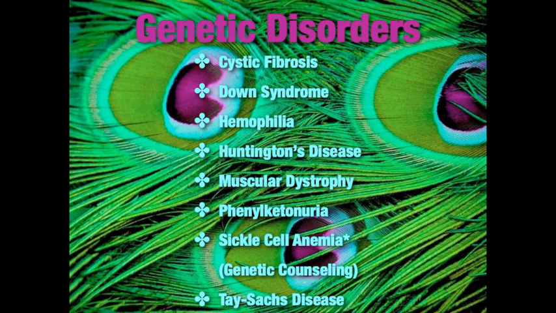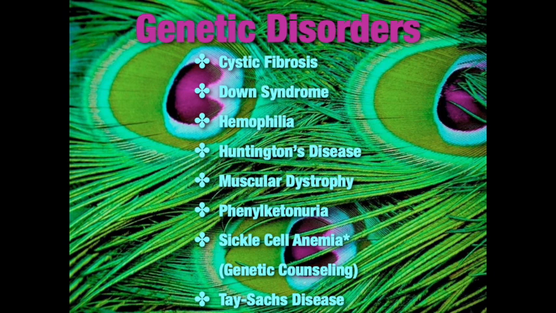Muscular dystrophy is a group of genetic diseases characterized by progressive weakness of muscle fibers. We're going to look at a few more examples of that in Chapter 4. Phenylketonuria is a genetic disorder in which essential digestive enzymes are missing. PKU can be detected by a blood test at birth. If not detected and treated early, PKU can cause severe mental disabilities.